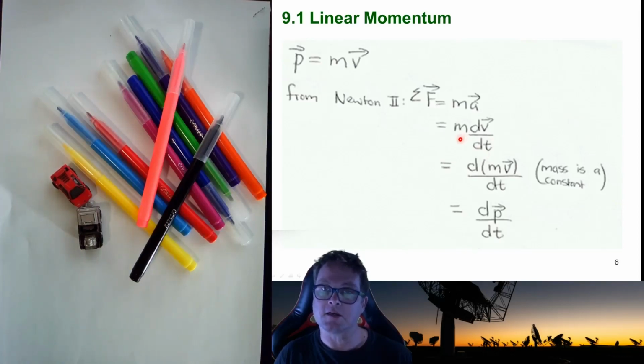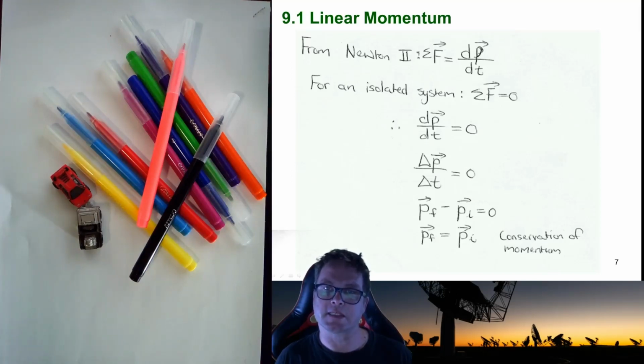The mass is a constant, it's not going to change, so you can take this into the derivative, and then we get the sum of the forces is equal to d(mv)/dt. Here you can see this term, the mass times velocity, that's in fact the momentum. So the expression we're left with is that the sum of the forces is the change in momentum with respect to time. So this is a reformulation of Newton's second law in terms of momentum.